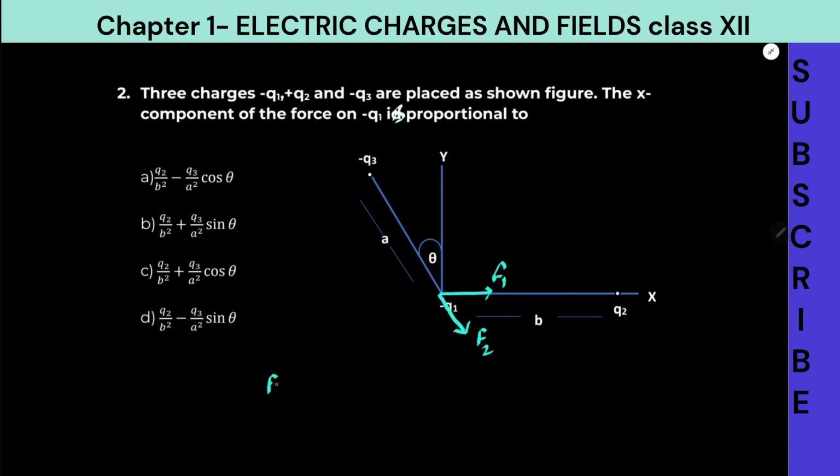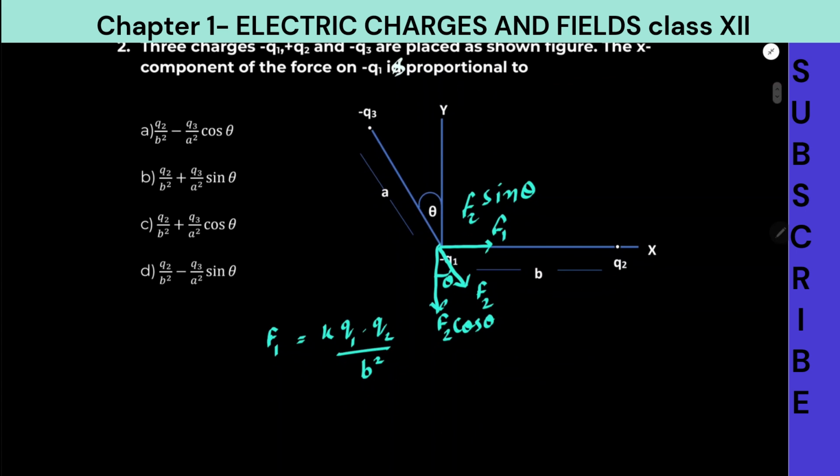So F1 will be how much? It should be k Q1 Q2 upon the separation, which is b square, along the x-axis. And what is the force in this direction? If I mark this angle here, it is theta because of the vertically opposite angle. So if you split the components, along the x-axis it will be F2 sin theta, and along the downward direction it will be F2 cos theta.